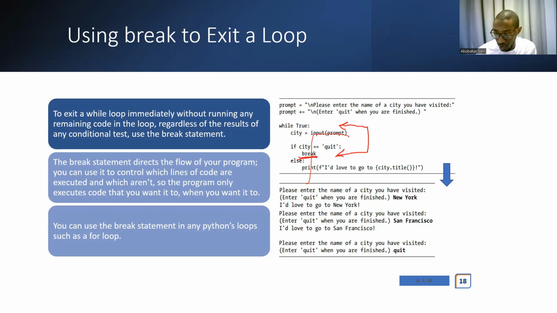Here, while true, city equals input prompt, you put the prompt as you did. As long as the city is not equal to quit, we are going to print I would love to go to the city. If the city is just quit, we want to get out of the loop, so you just break out. So it's like a prison break. You are breaking out if these conditions happen.